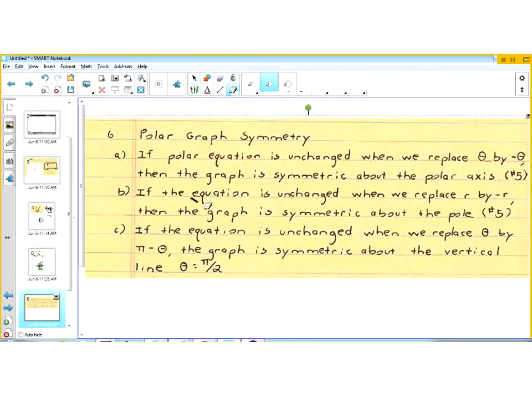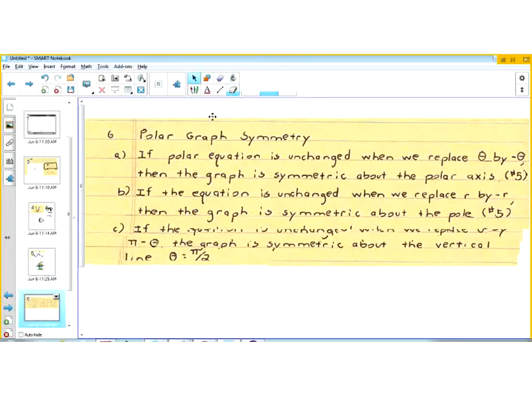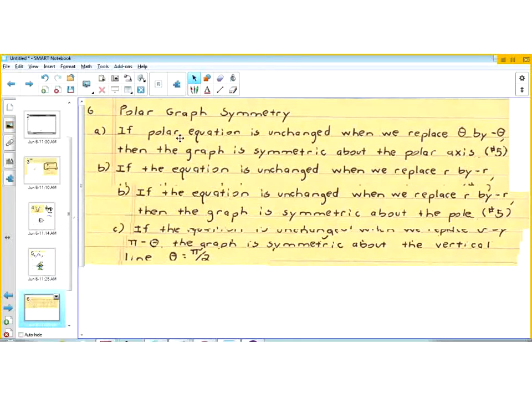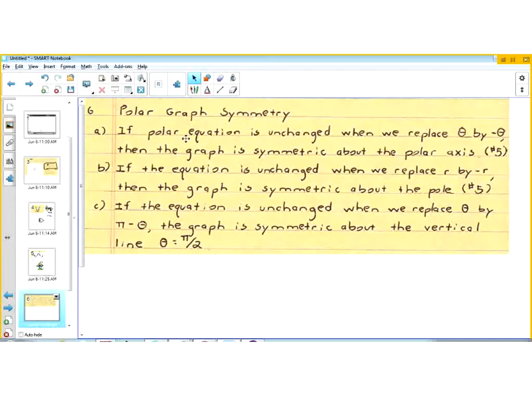All right, so we have polar graph symmetry. In as much as we have symmetry in the rectangular plane, we have symmetry in the polar plane. If a polar equation is unchanged when we replace theta by negative theta, then the graph is symmetric about the polar axis. And that was the case in the previous graph. That's also the case with, say, r equals a constant.